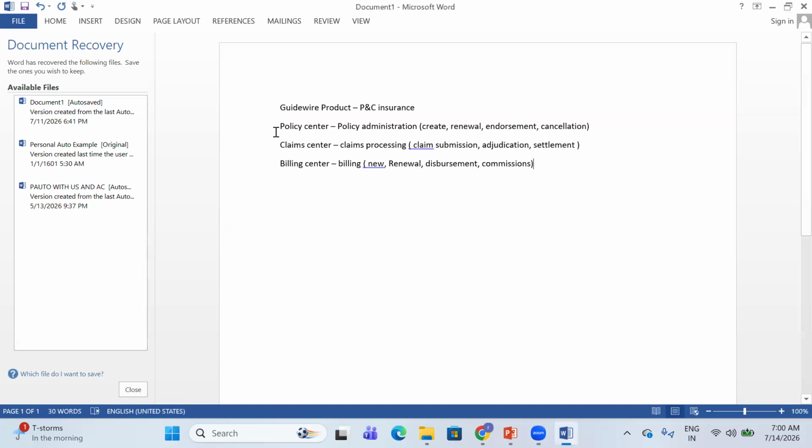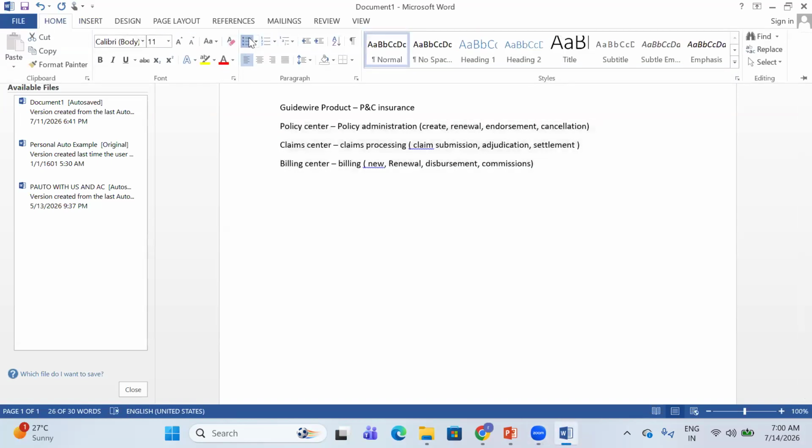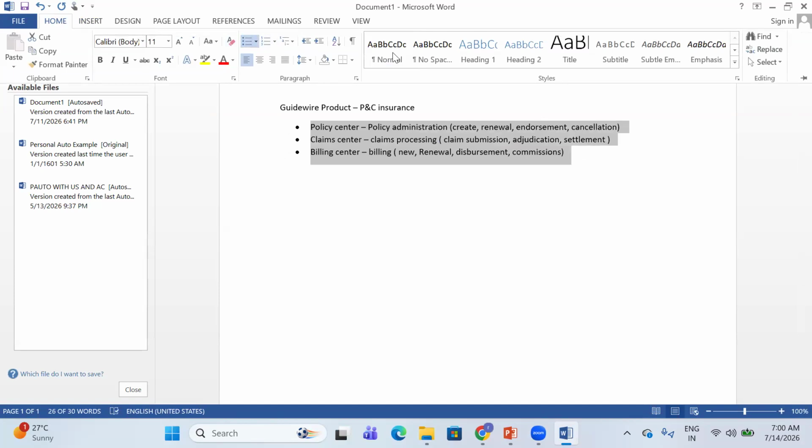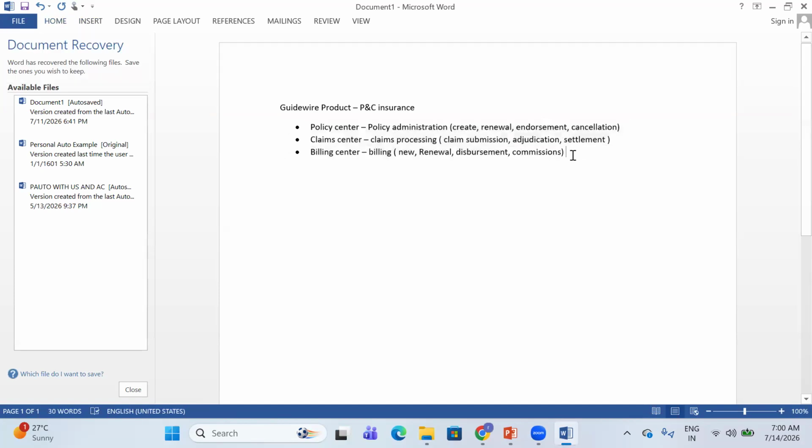commissions. These are the three modules you will be seeing in the Guidewire market. Either it can be PolicyCenter, it can be billing, or it can be claims. Again, I'm repeating, these are the products which are readily available. We are not developing anything from scratch.